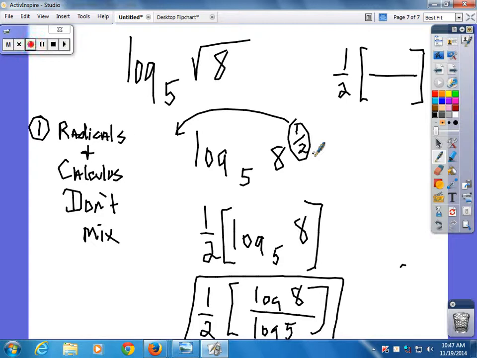Right. I'm on the bottom step. This step? Yeah.